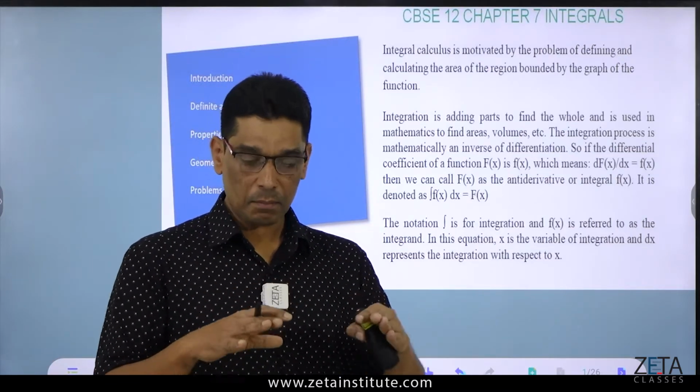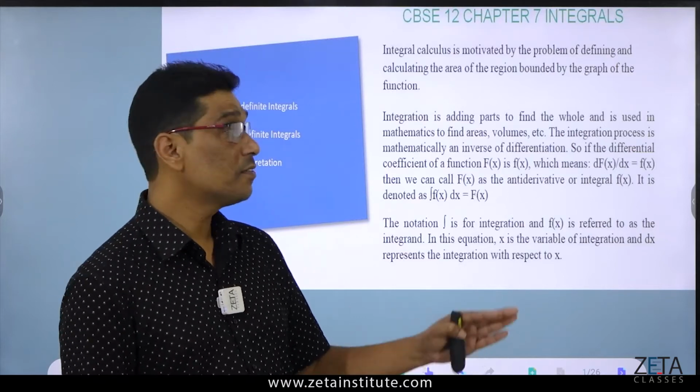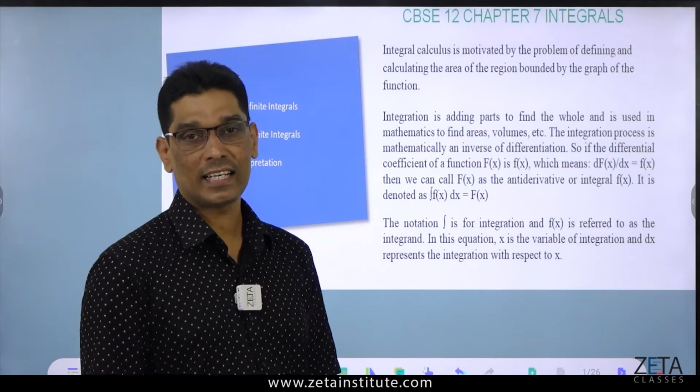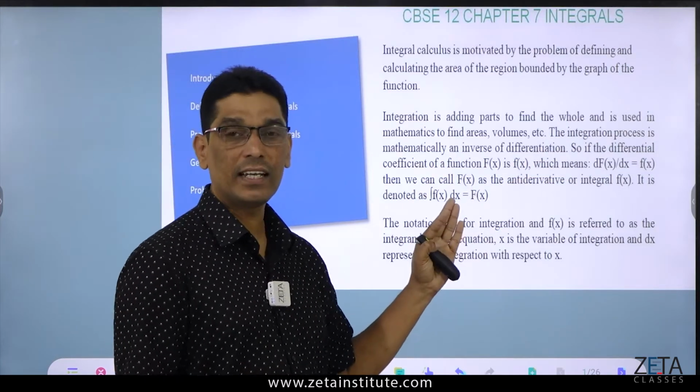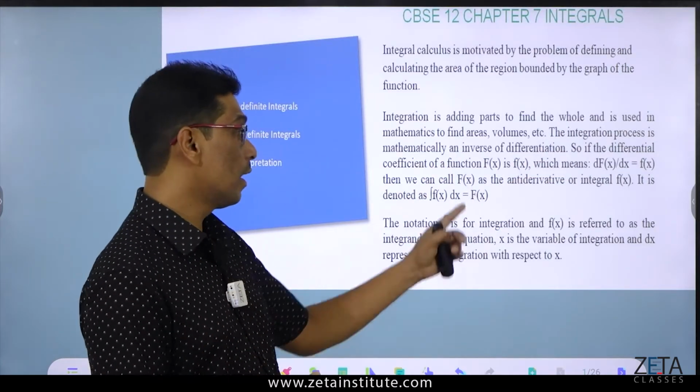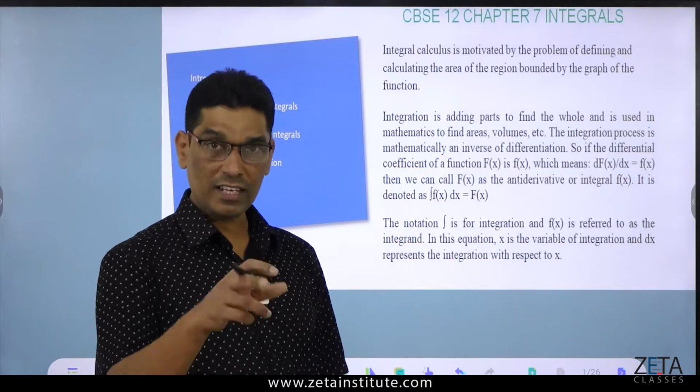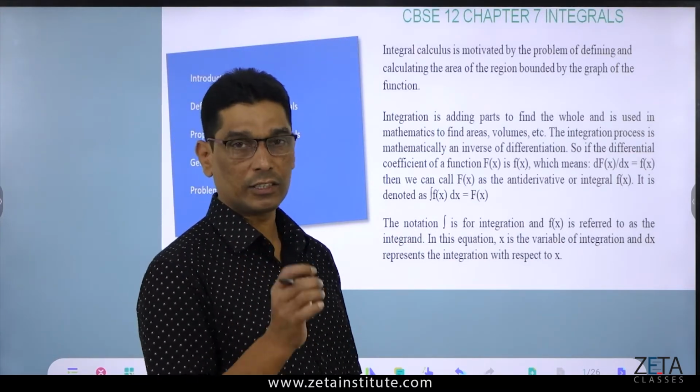The area region bounded by that graph is what we find using the integration of the function. So the integration process is mathematically the inverse of differentiation. This is always the inverse of differentiation. How does it work? Let's check it.